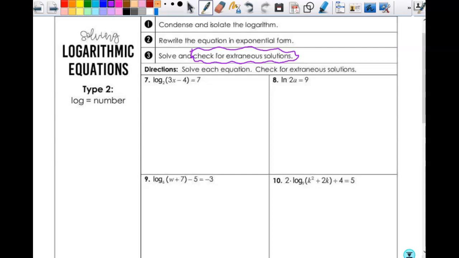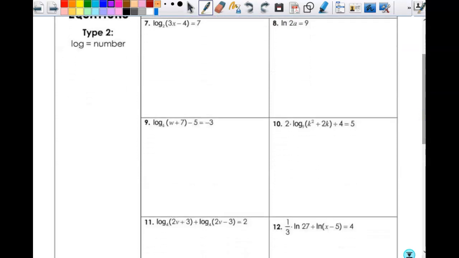All right, let's start with number 7. So this is already a single log equals a number, right? That's awesome. So we can just rewrite it as an exponential. We will take 2 to the 7th power equals 3x minus 4. What is 2 to the 7th power? 64 times 2, which is 128. Ooh, I can't even write the number correctly. 128, I forgot the 2. Equals 3x minus 4. So I get 132 equals 3x.